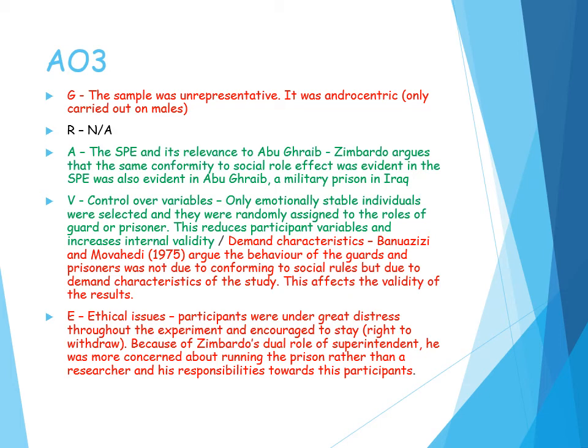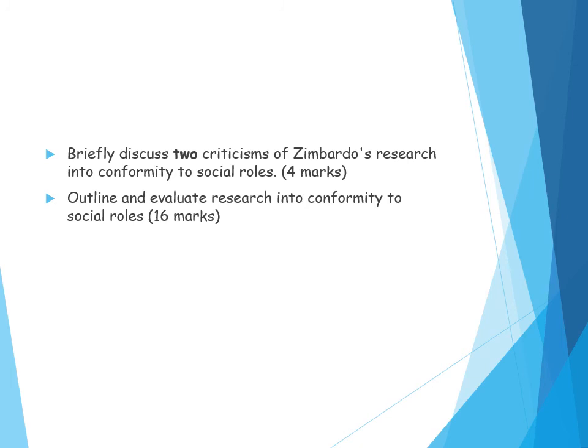Also, there was conflict between Zimbardo's two roles. So he was both the lead researcher and the prison superintendent. So he was more concerned about running the experiment, and he got too involved, than about the responsibility of protecting his participants from harm. So you could briefly discuss two criticisms of Zimbardo's research into conformity to social roles. Remember, you can't be specifically asked for a certain number of criticisms. So it's important that you know at least two strengths and two weaknesses of research, and can outline and evaluate research into conformity to social roles. So remember, as I said, social roles means Zimbardo. So this question would be asking you to outline and evaluate Zimbardo's research.